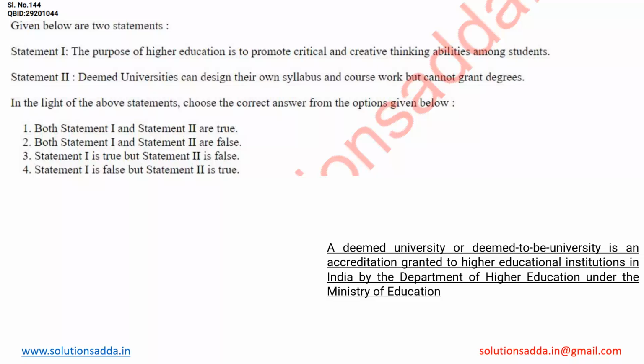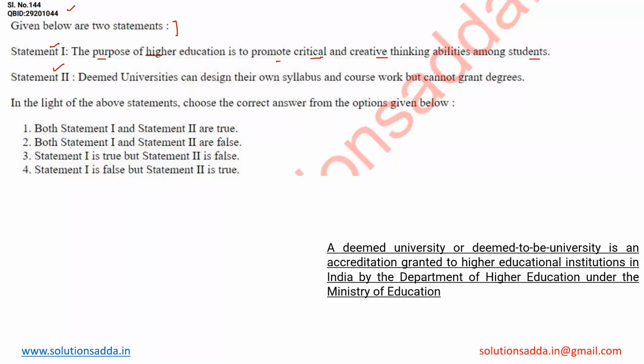Hello everyone, this is question number 44. Given below are two statements, statement 1 and statement 2. Statement 1 says the purpose of higher education is to promote critical and creative thinking abilities among students. Basically, two statements have been given, and we need to identify whether these statements are true or not, which one is true or which one is false, and vice versa.